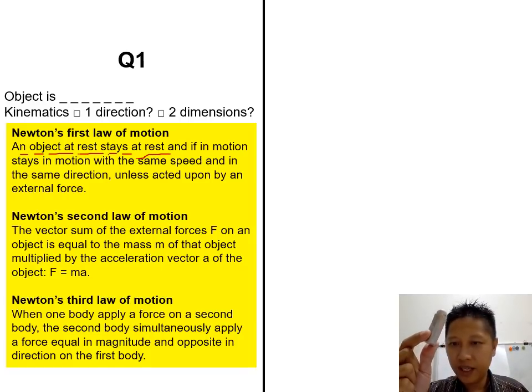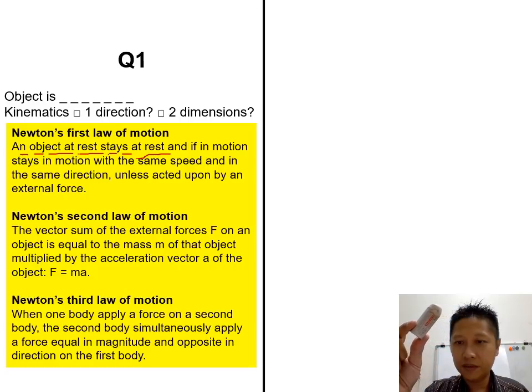This object is resting. After we observe it for 20 seconds, it's still at rest. But if this object is moving, after 20 seconds, we see that it's still moving. This is what is described under Newton's first law of motion.